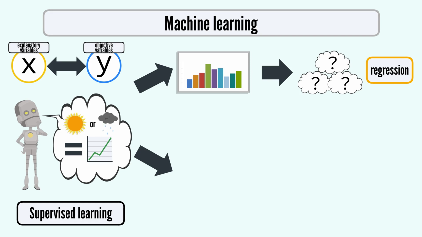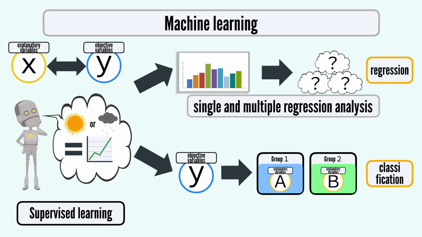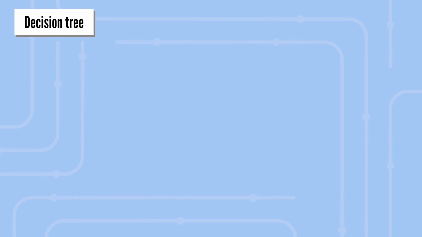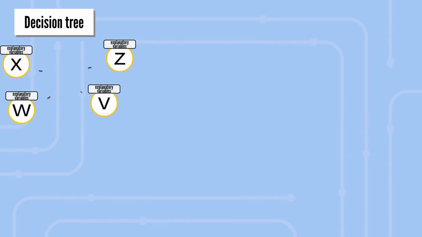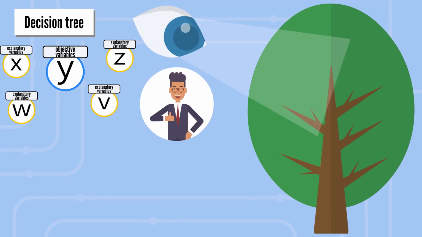There are two main types of supervised learning methods. They are regression, which predicts unknown values from actual results, and classification, which divides explanatory variables into appropriate groups according to the objective variable. The most typical methods of regression are single and multiple regression analysis. A well-known classification method is the decision tree method, and LightGBM is one of the methods of analysis with decision trees. A decision tree is an analytical technique that identifies explanatory variables that affect the objective variable and creates a tree-like model of the structure of the explanatory variables. This is characterized by its tree-like shape and visual grasp, making it easy to understand.